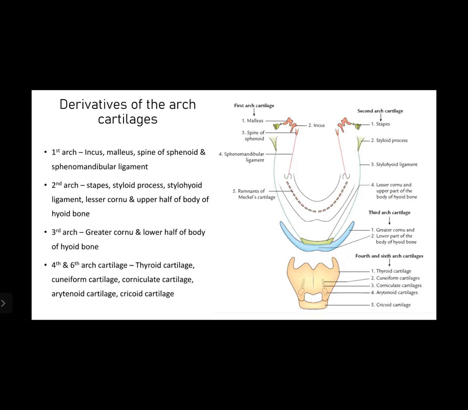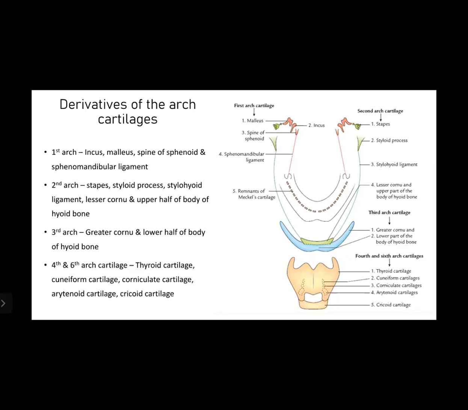Similarly, the Reichert's cartilage actually gives rise to the stapes, which is again in the middle ear. I mean, you have the incus, malleus, and stapes, which are the ossicles of the ear, as we refer to them. And it also gives rise to the styloid process, the stylohyoid ligament, and the lesser cornu and the upper half of the body of hyoid bone.